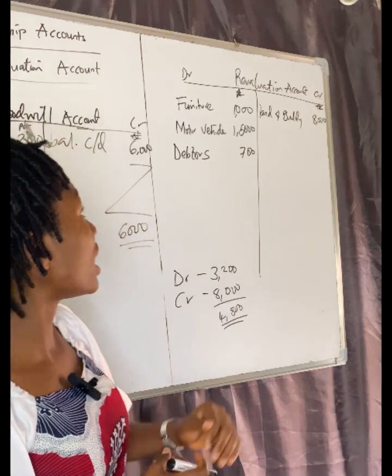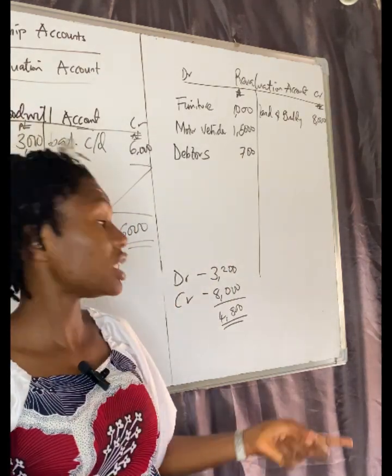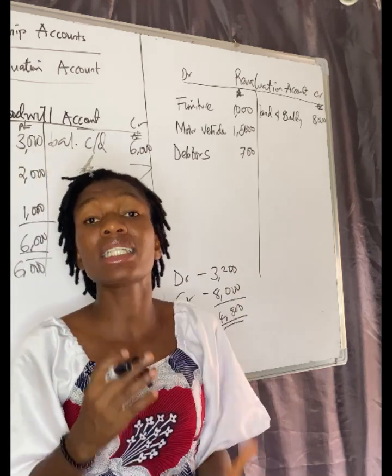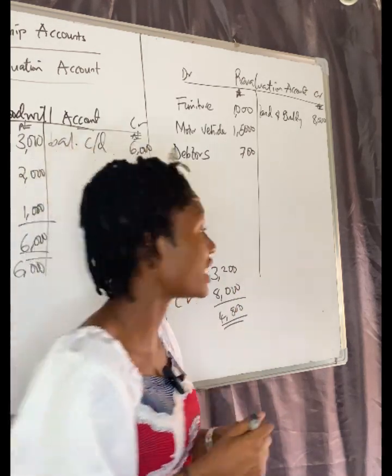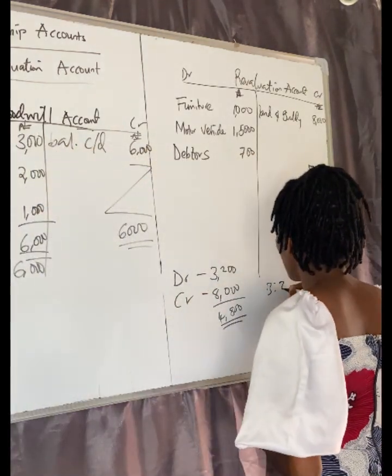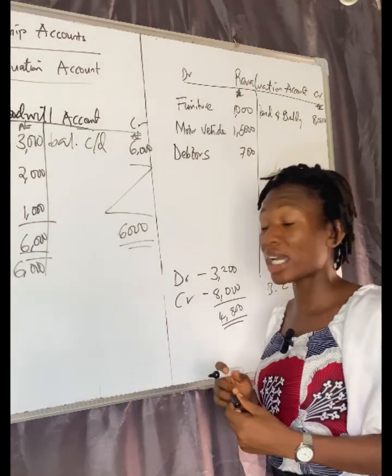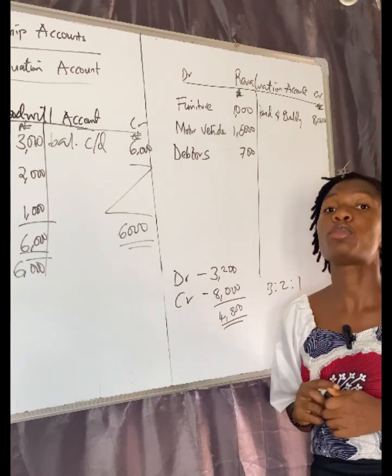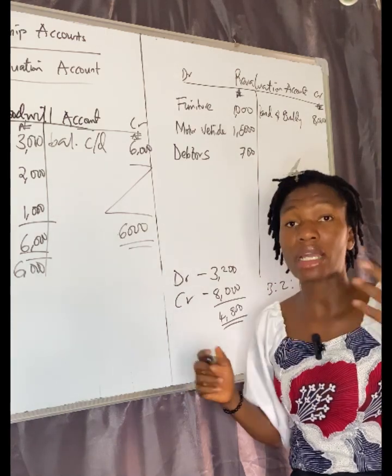So we want to balance this account. That means we'll be using this 4,800. We'll be sharing it in the agreed partnership sharing ratio, which is 3:2:1, like we did for the goodwill, right? So we're going to be sharing 4,800 for the partners in the agreed profit sharing ratio, and then we'll be taking that amount to their capital account.